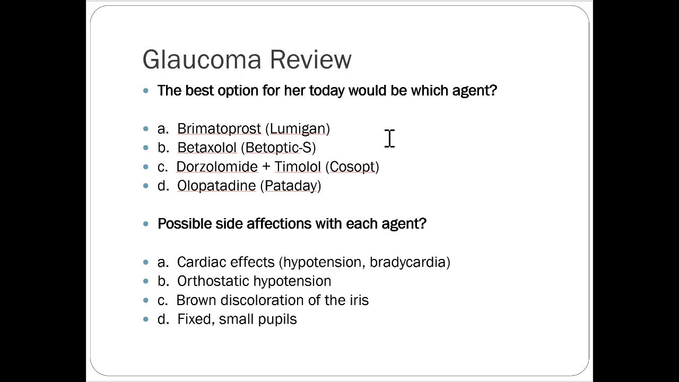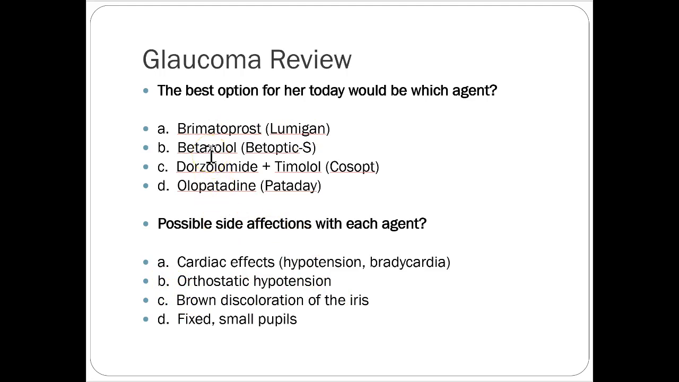And then the bottom part is sort of a matching thing, which I wouldn't do in an exam, but because we're in a lecture here, we can do this. So what possible side effects with each agent? I didn't necessarily line them up exactly here. So you have brown, so we can just start here. You've got bimatoprost, and that's going to cause the brown discoloration of the iris, potentially, in some patients.